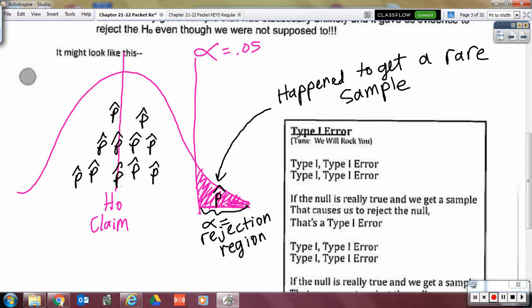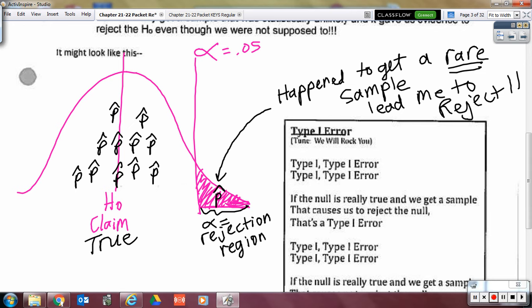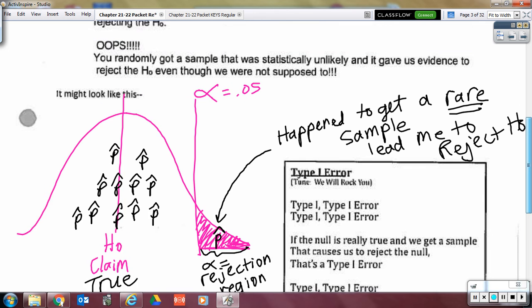And so even though the null hypothesis is true, and most of the data is located right around it, I got a rare sample out there in Narnia, in the rejection region, that led me to reject H0. We rejected H0 and we weren't supposed to. Okay? We rejected H0 and we were not supposed to. Okay? So, let me take a look up here at the definition.